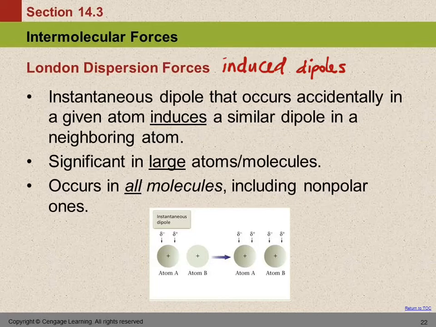But the original atom maintains that imbalance? No, the original atom does not maintain its imbalance. So the imbalance happens spontaneously. It induces an imbalance in the neighboring atom. There's this brief attraction, and then the original imbalance goes away. And then the induced imbalance goes away also. So this is a very brief attraction that comes and goes. Does that satisfy? Okay. So it is more significant in larger atoms, but it doesn't occur in all atoms and molecules.